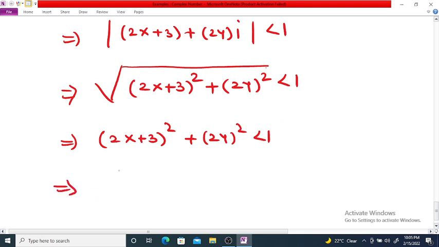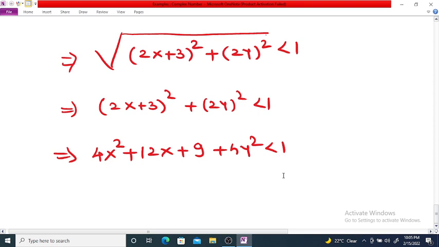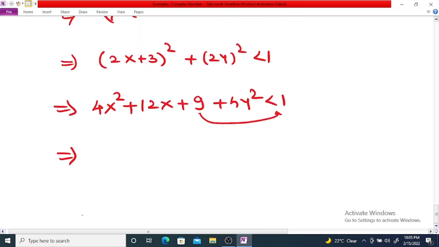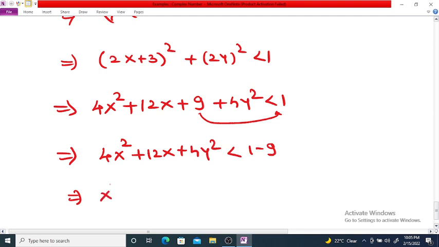Now we know that a plus b bracket square gives 4x square plus 2 into 3, 6 into 2 is 12x, plus 9 plus 4y square is less than 1. If we take this 9 to this side, we get 4x square plus 12x plus 4y square is less than 1 minus 9, that is minus 8, and if we divide both sides by 4, we get x square plus thrice x plus y square is less than minus 8 by 4. This is nothing but minus 2.